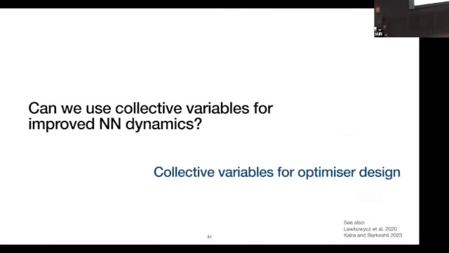Good. So now, last part of the talk, I want to talk a little bit about how we can use these collective variables to improve our neural network dynamics, and basically what we want to use them for is to optimize the optimizer. And that's obviously a very interesting field, and we have a lot of interesting talks in this.